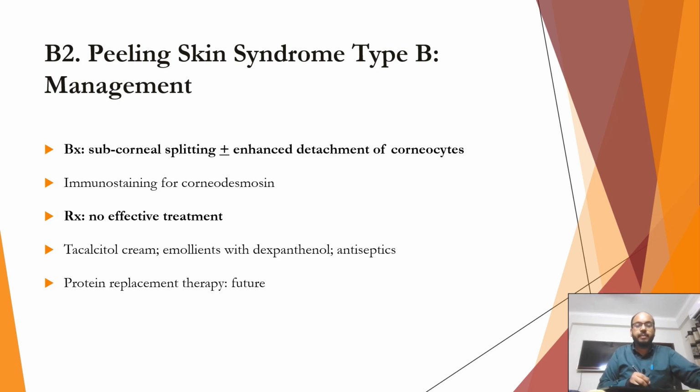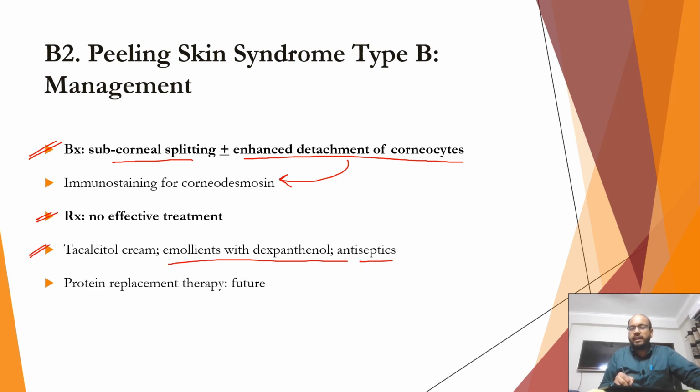In management, if we biopsy the skin, we'll have subcorneal splitting with and without enhanced detachment of corneocytes. In fact, corneocytes cannot be seen properly on H&E staining, so we have to immunostain them. On immunostaining, we can see corneodesmosin, which is decreased. There is no effective treatment as per se, but calcitriol cream and emollients with dexpanthenol and antiseptics.